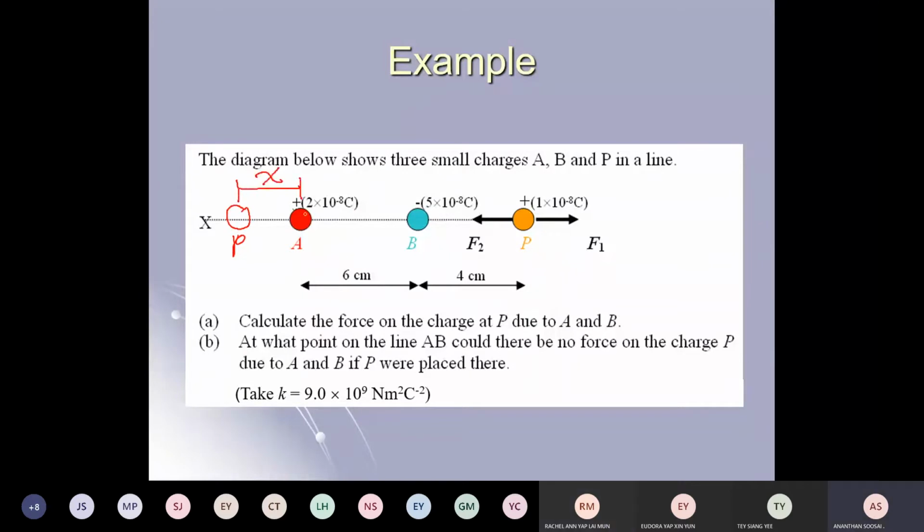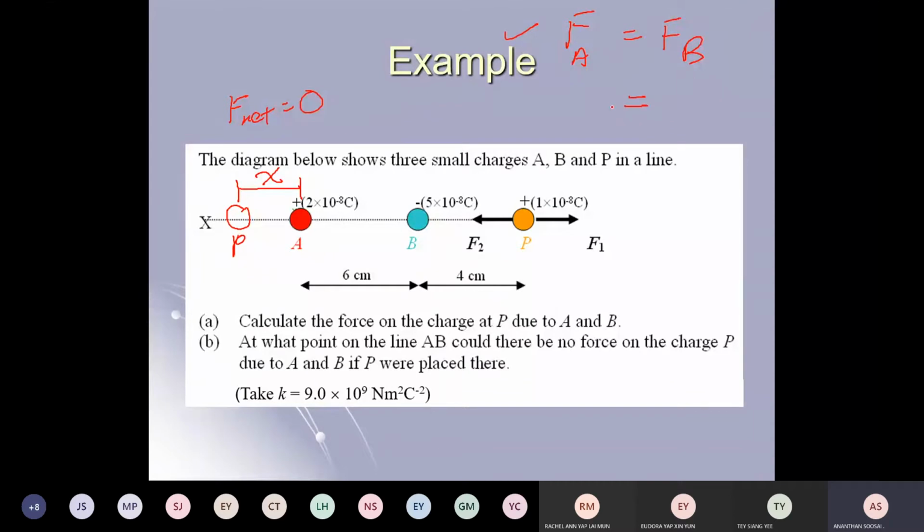What is the distance away from A? The P is going to achieve net force 0. How are you going to start the working first? F what? FA must be the same as FB. Yes, this is how you start your working first. FA equals FB. Okay, the force of both are the same.